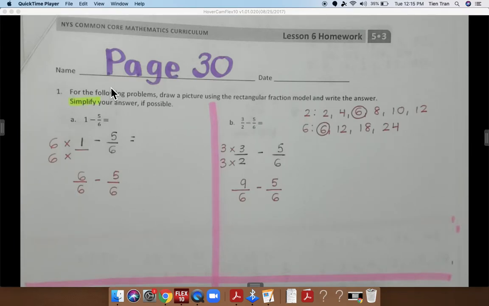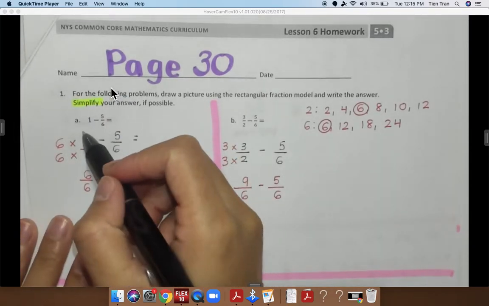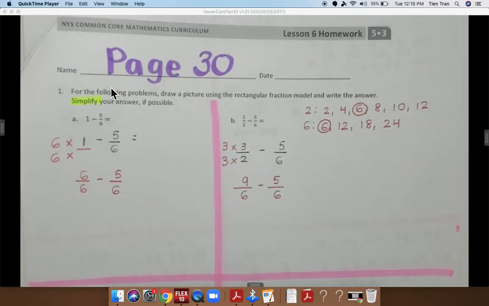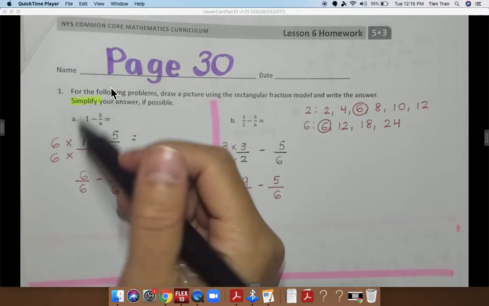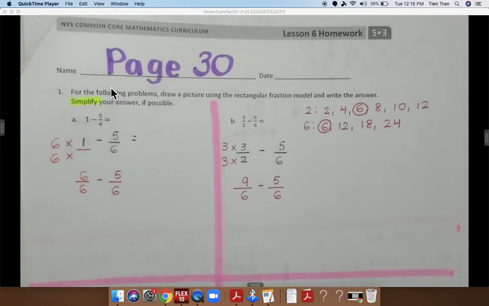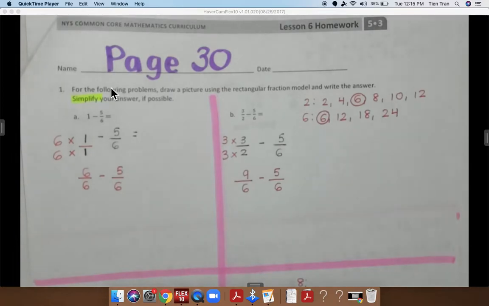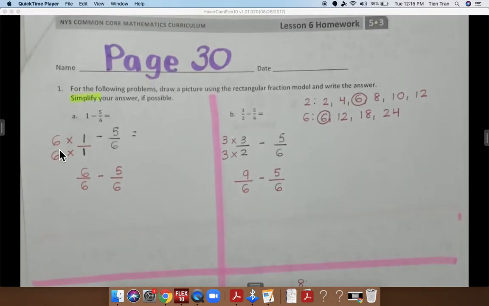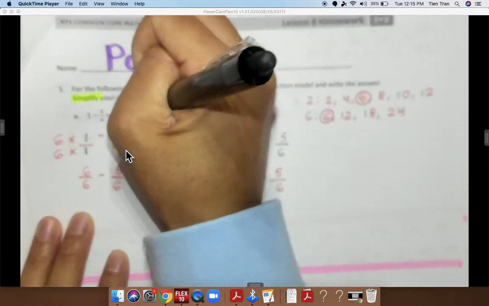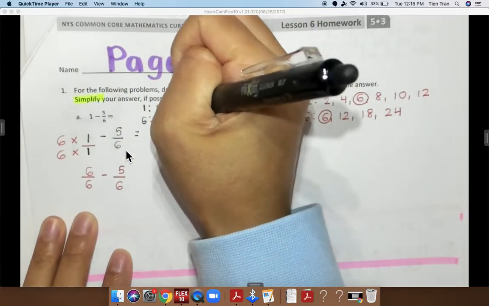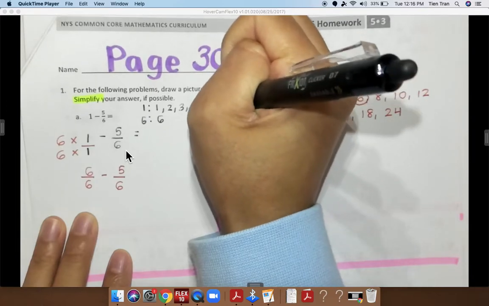So, it says here that I have 1 minus 5/6. I have one whole. And I could change my one whole to 6/6 so that I would have the same common denominator. So originally I had 1 over 1 because 1 divided by 1 is still equal to 1 whole. And over here I am multiplying times 6 because my common denominator for 1 and 6 is going to be 6. So I would write 1, 2, 3, 4, 5, 6.